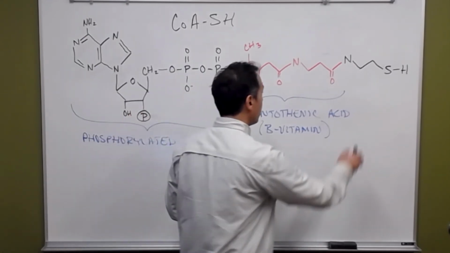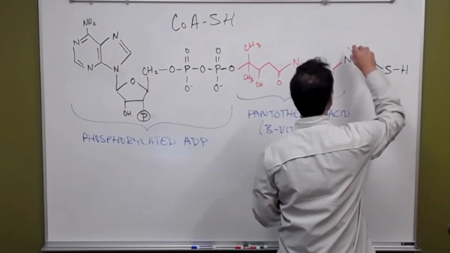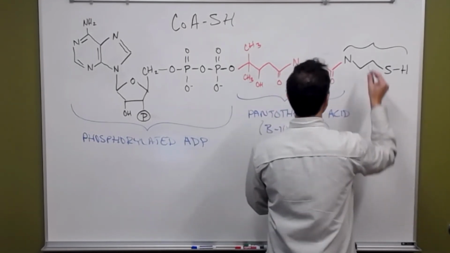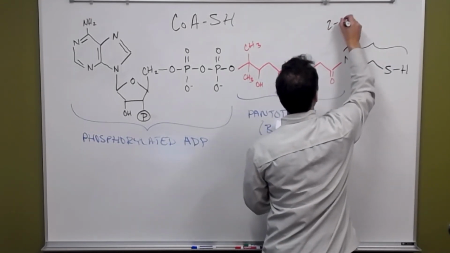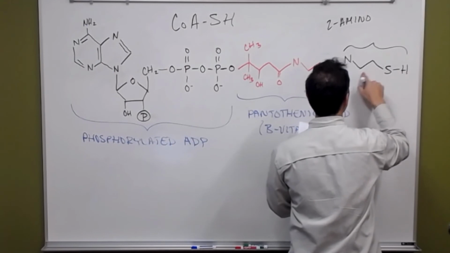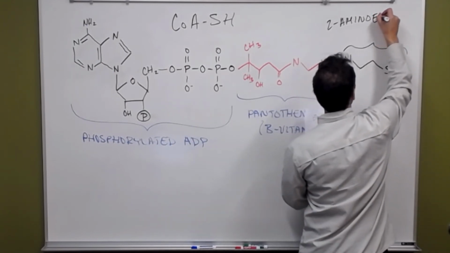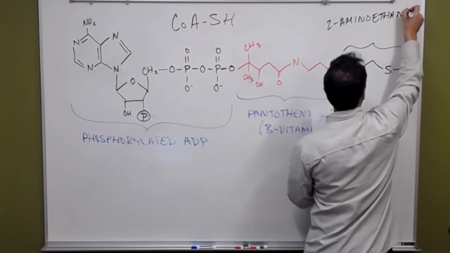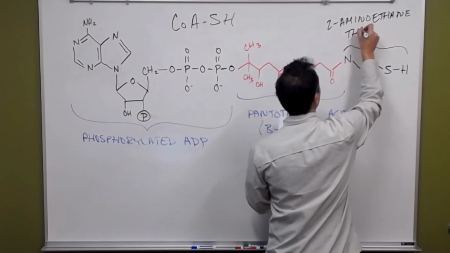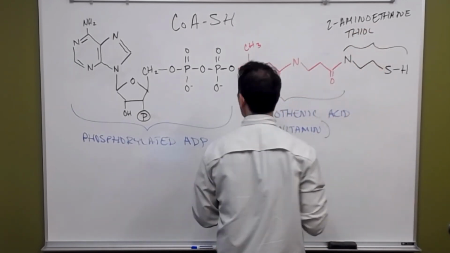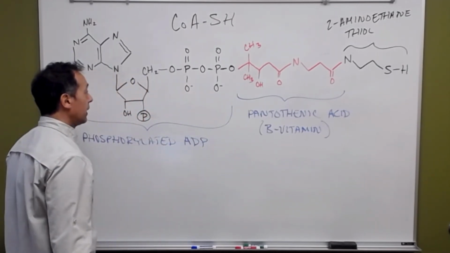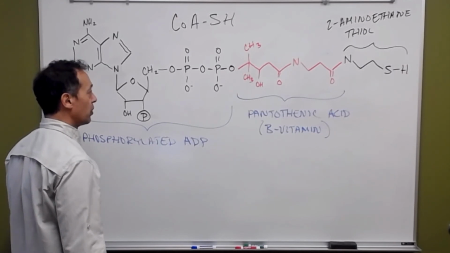Okay, so this part right here with the nitrogen, and then the SH right there, this is 2 aminoethane, because there's 2 carbons, thiol, because of the S there. T-H-I-O-L, thiol. All right. So those are the parts of this big, scary molecule. And what does it do? What's the purpose of all of this?